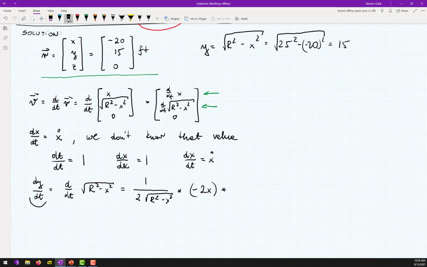Check out the board. We differentiate over the left side, so it must be dx/dt. However, I told you guys that I'm going to save my ink, so instead of that, x dot. Yeah, this is our thing. So it's minus x dot over the square root of r squared minus x squared.